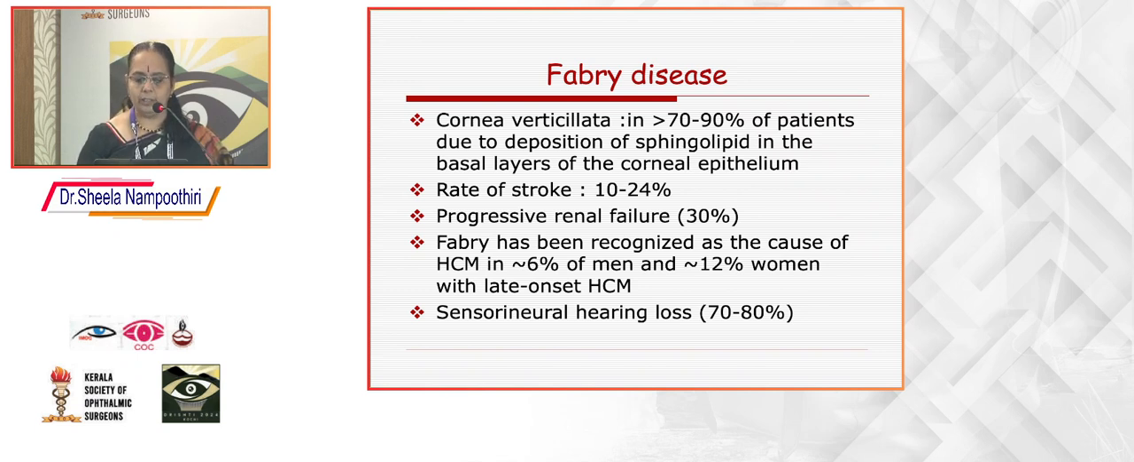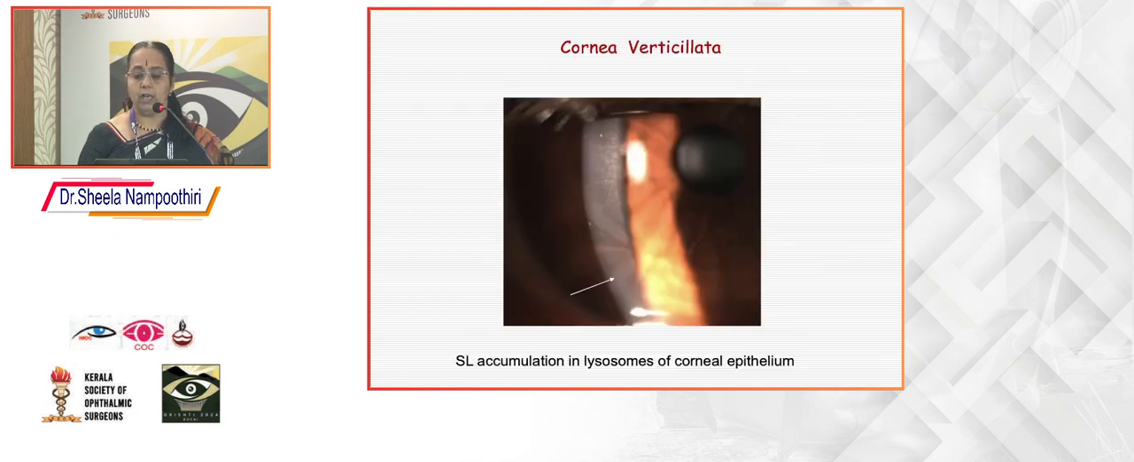These patients present in 3 ways. One is with stroke, one is with progressive renal failure, and another group of patients will present with hypertrophic cardiomyopathy. So in the same family itself, some patients present with stroke, some present with renal failure. So everybody might not think that everything is related with each other. Around 70 to 80% have an associated hearing loss. This is the cornea verticillata, which is seen due to accumulation of the sphingolipid in the corneal epithelium.